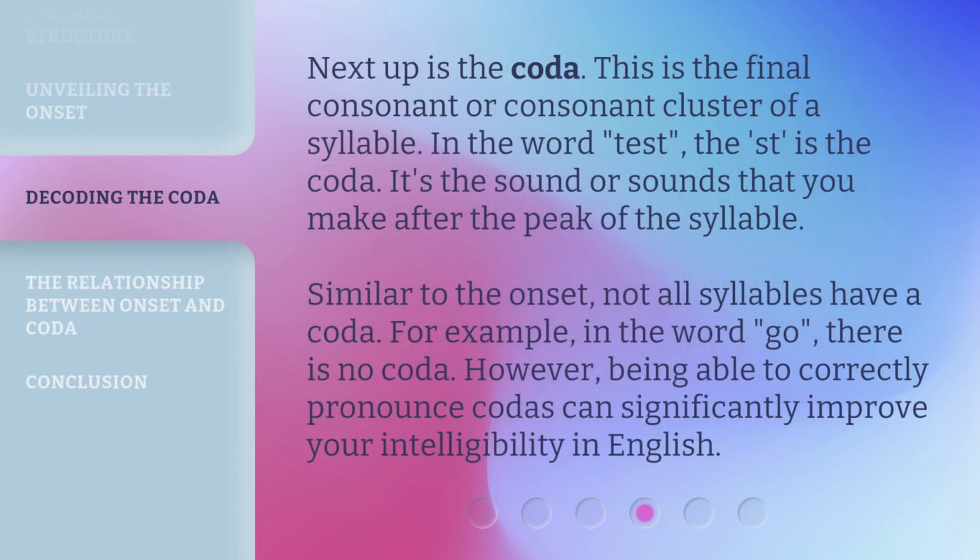Next up is the coda. This is the final consonant or consonant cluster of a syllable. In the word test, the ST is the coda. It's the sound or sounds that you make after the peak of the syllable. Similar to the onset, not all syllables have a coda. For example, in the word go, there is no coda. However, being able to correctly pronounce codas can significantly improve your intelligibility in English.